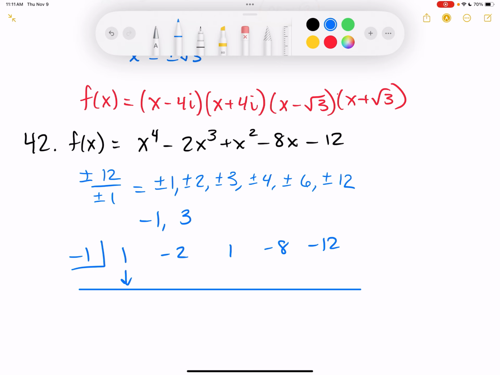And then just follow through with synthetic. So 1 times -1 is -1, minus 2 is -3, times -1 is +3, plus 1 is 4, times -1 is -4. -12 times -1 is +12, minus 12 is 0. So -1 worked. So what is my factor? X plus 1.